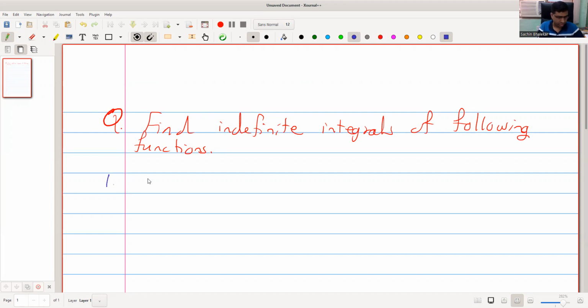First function is x raised to 1 by 3 plus x raised to 1 by 2, that means square root of x. X raised to 1 by 3 means cube root. Plus x raised to 3 by 5. Solution.